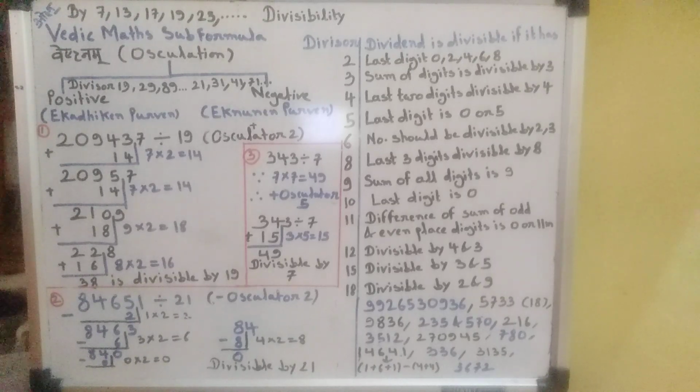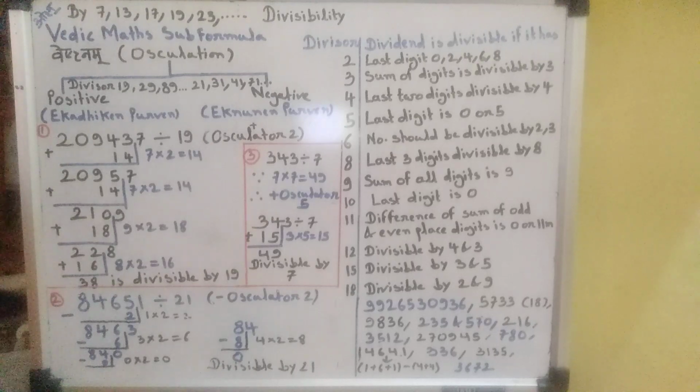To check divisibility by 6, as 6 is equal to 2 into 3, the number should be divisible by both 2 and 3. We take one example, 216. By mere inspection we can find that the last digit is 6, so it is divisible by 2. And if we find the sum of digits, 2 plus 1 plus 6, 3 plus 6 is 9. 9 is divisible by 3. So 216 is divisible by 2 and 3 both. So 216 is completely divisible by 6.